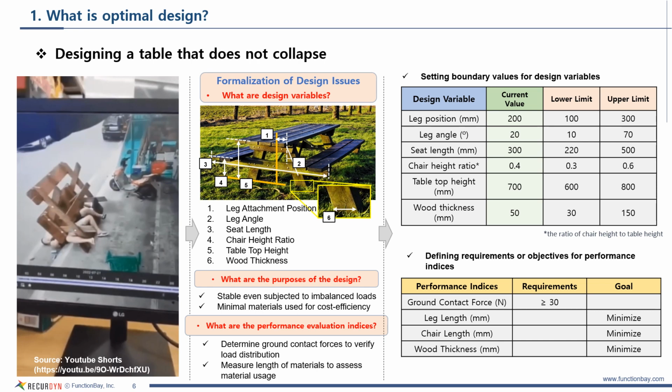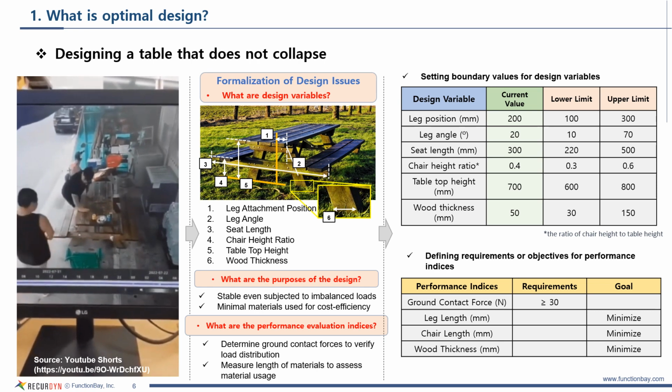Next, let us define the design objectives. Design objectives are the problems we want to solve through design modifications. In order to prevent accidents like this one shown in the video, the first design objective could be to ensure that the table remains stable even under an unbalanced load. Additionally, we aim to use minimal materials for cost effectiveness.